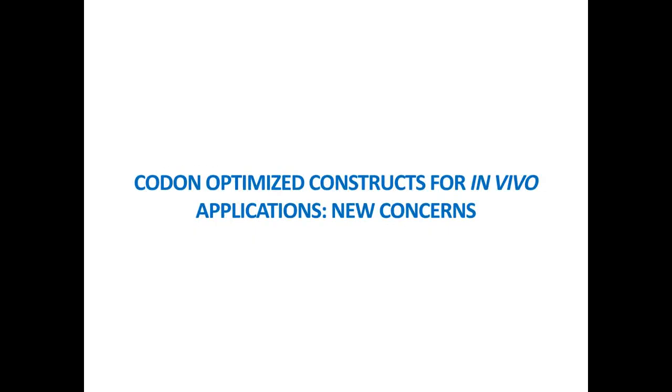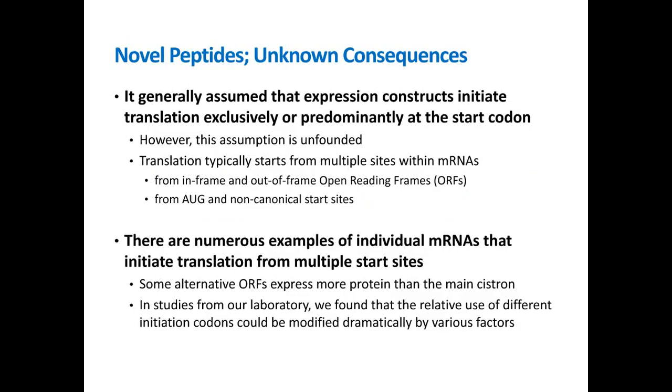So the point of this talk was I wanted to discuss some new concerns, and particularly for applications that occur in vivo, right? So like a gene therapy, like an mRNA therapy, like a DNA or RNA vaccine. And one of the problems has to do with the production of novel peptides. It's generally assumed that when you're making a construct, you're going to express the protein of interest and you're going to initiate at the start codon.